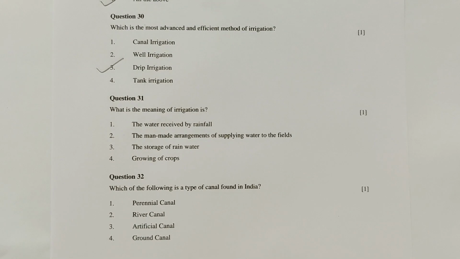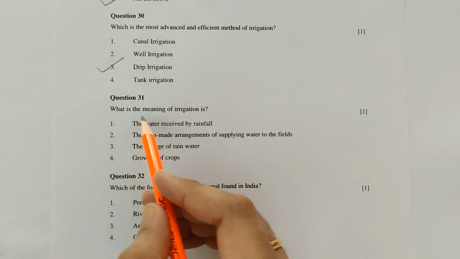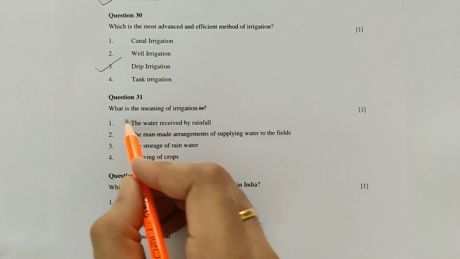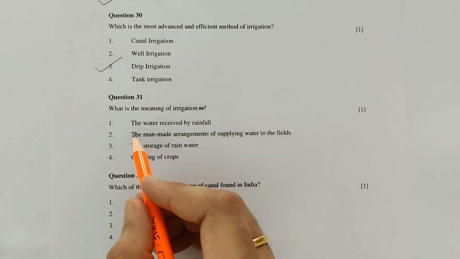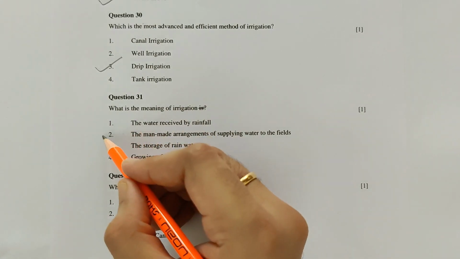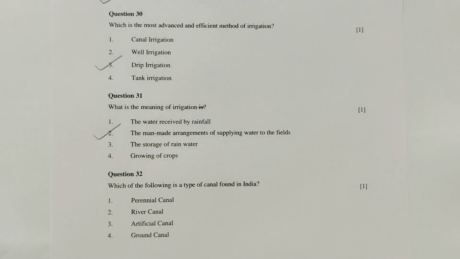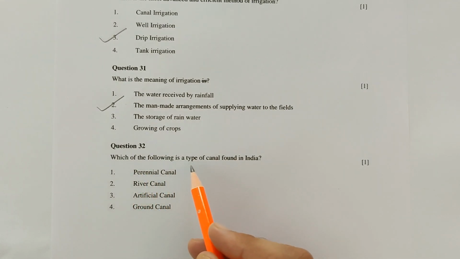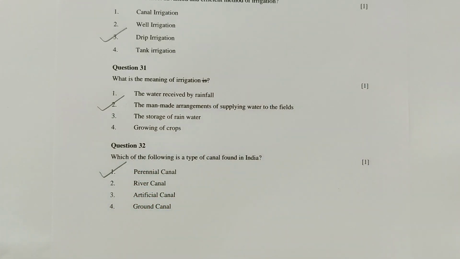Moving on to question number 31, we have what is the meaning of irrigation is? So, what is the meaning of irrigation? Number 1, the water received by rainfall. No. Number 2, the man-made arrangements of supplying water to the fields. So guys, option 2 is correct. Moving on to question number 32, which of the following is a type of canal found in India? So guys, option 1, perennial canal is correct.